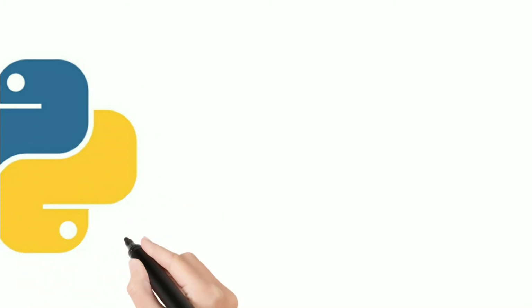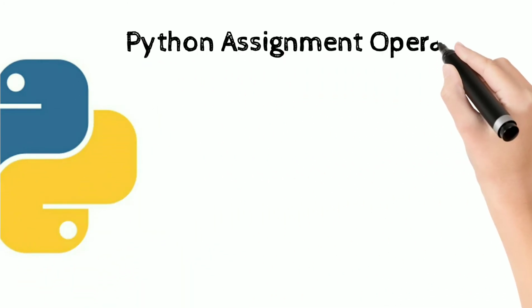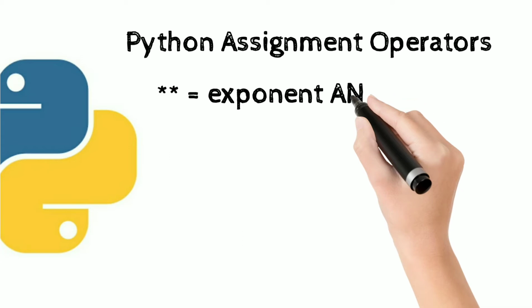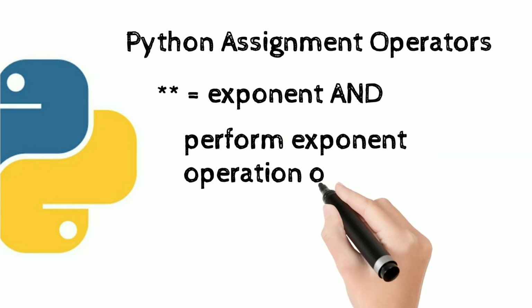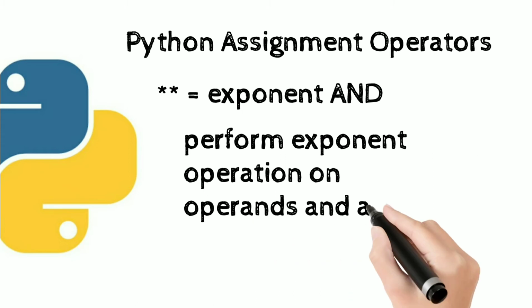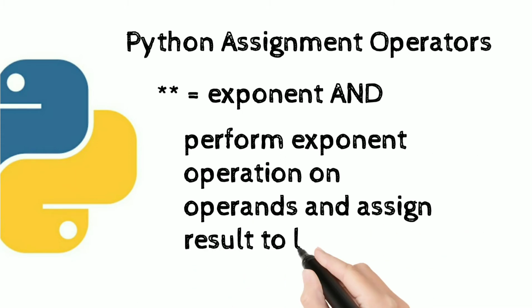Next, we have, in the same Python assignment operators, another operator, the exponent operator, which performs the exponent operation on the two operands and assigns the result value into the left operand.